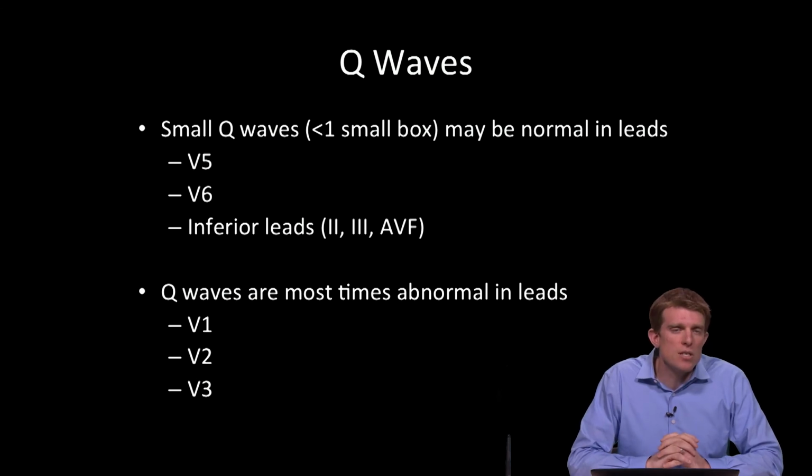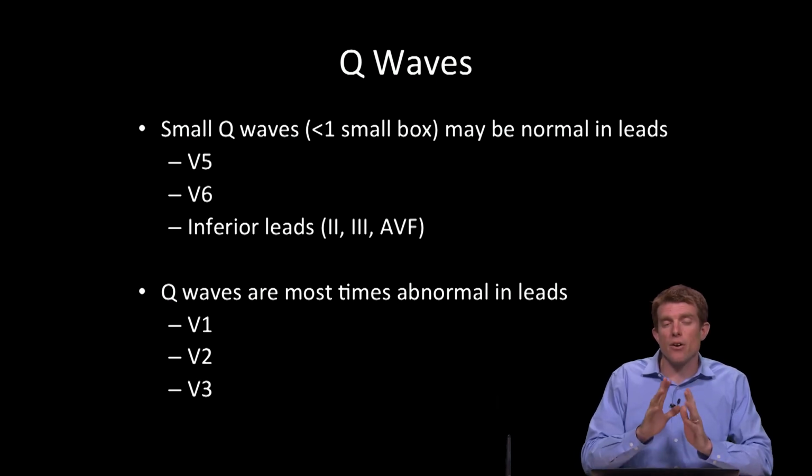Most Q waves, even the small ones, are pretty abnormal though if seen in V1, V2, or V3 in their septal leads. You can occasionally have a normal finding with septal Q waves, but it's pretty rare. So most of the time if I see Q waves in the septal leads, I'll be concerned that that's a sign of either a prior or ongoing acute myocardial infarction.